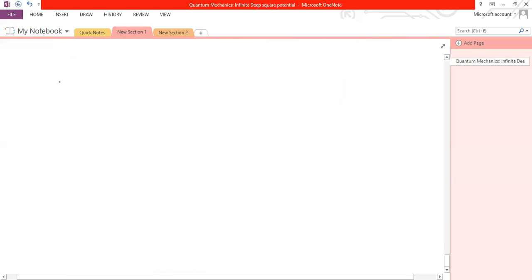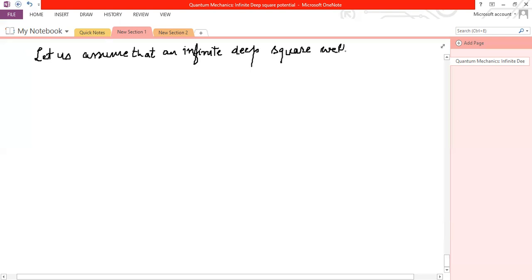Now, another thing that I wanted to lay stress on was this particular fact. Let's say I would start with the concept by assuming, let us assume an infinite deep square well problem.